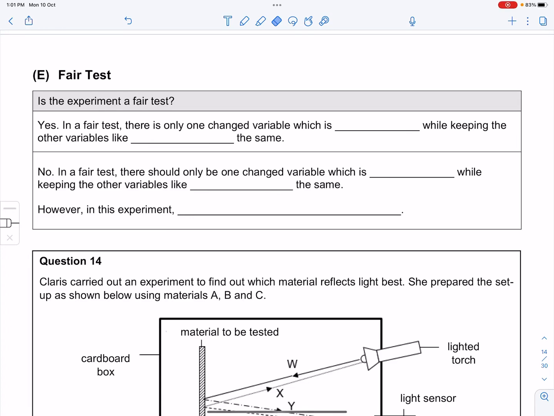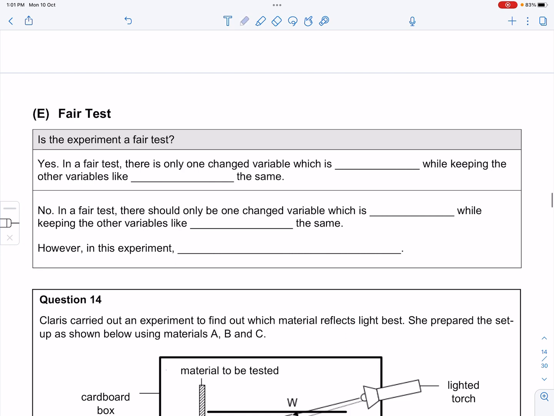We're going to continue and look at what is a fair test. A fair test talks about the fact that there is only one changed variable and nothing else. Like how I've explained to you previously, for a fair test, you need to understand why, when a certain variable is maintained as constant, how does it affect or not affect an experiment. Okay?